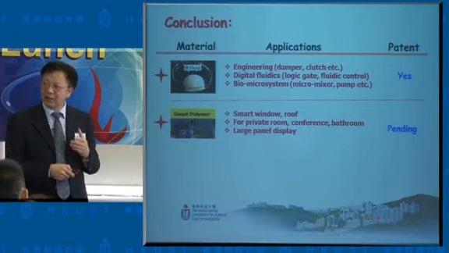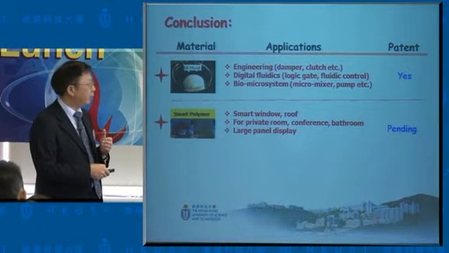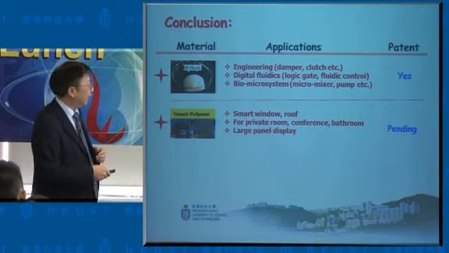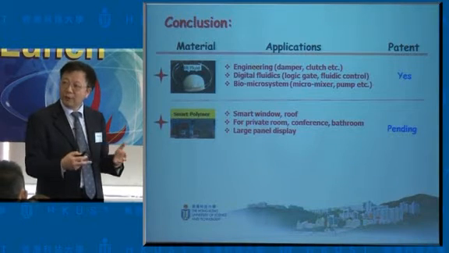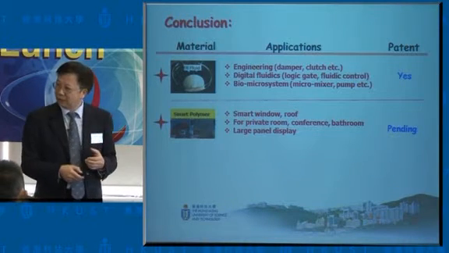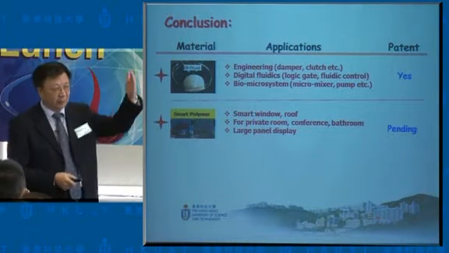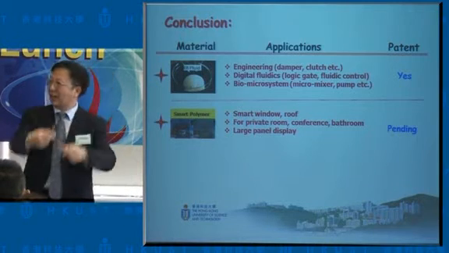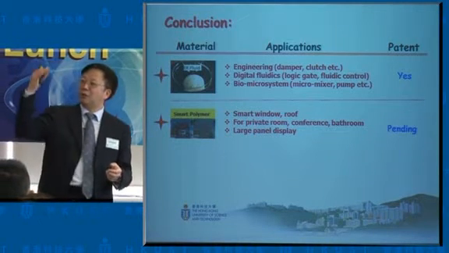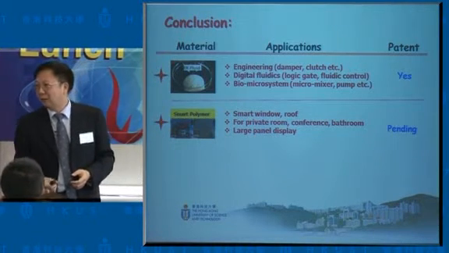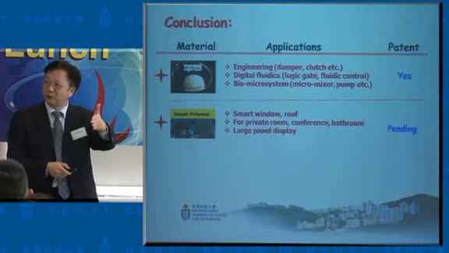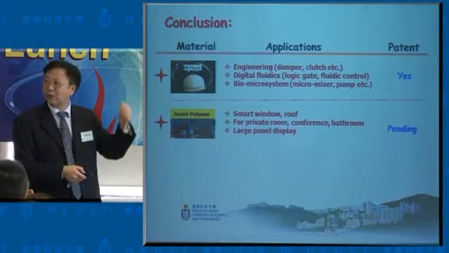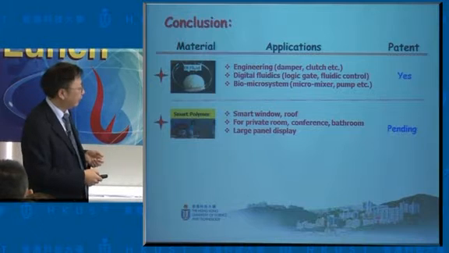And next one is smart polymers. What applications? Applications is a smart window, smart roof, and also you can construct a private room, a conference room, and a bathroom. That's because some hotels have a glass window in the bathroom. But you have to close your bathroom, otherwise some guys will watch you, right? That's a problem. However, you can change your bathroom windows. You just turn on your electric field or voltage.